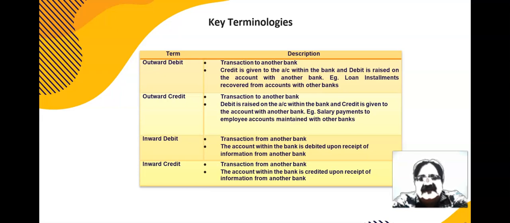Inward debit: transactions from another bank. The account within the bank is debited upon receipt of information from the other bank. Inward credit: transactions from another bank. The account within the bank is credited upon receipt of information from the other bank.